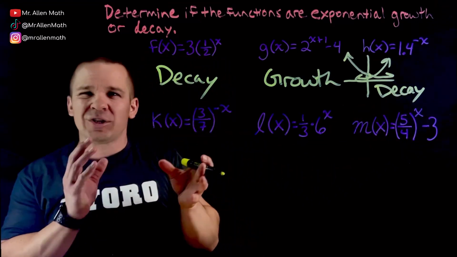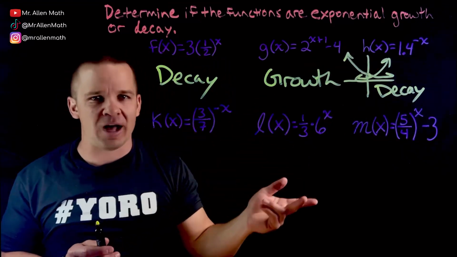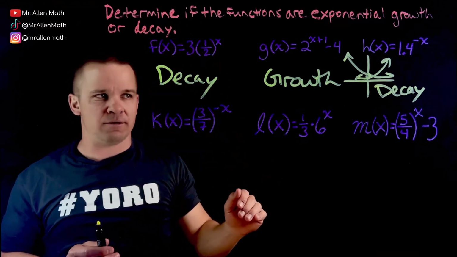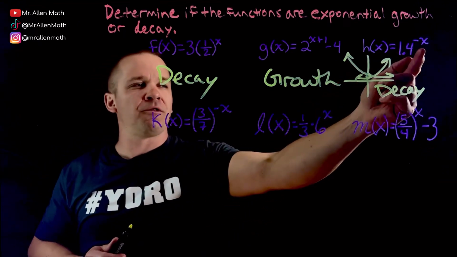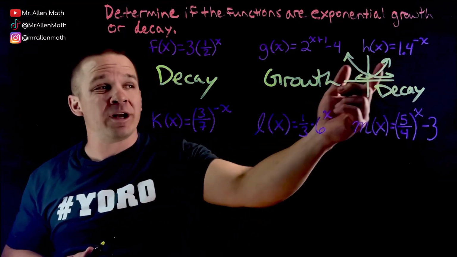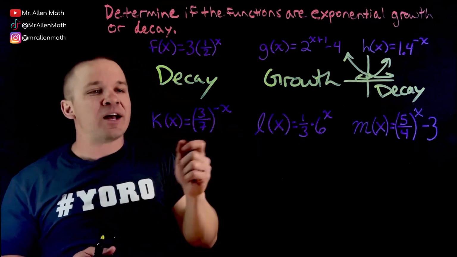So if you want to generalize things, if I have that horizontal reflection there, now it's flip-flop, because it's going to be going down and to the right instead of up and to the right. So horizontal reflection with that base being greater than 1 is going to result in a decay function. If you're a person that likes to remember those certain things, that's something you could jot down.